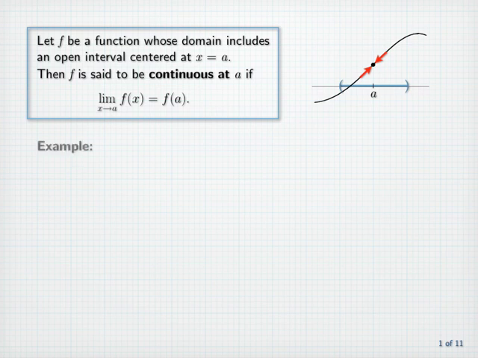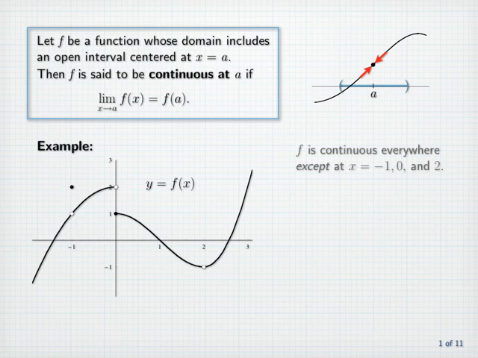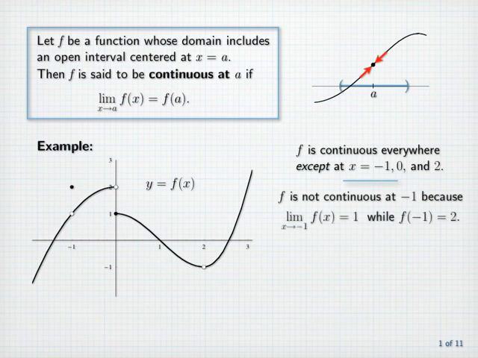Example. Suppose we have the function f whose graph is shown here. We'll observe that f is continuous everywhere except at x equals -1, 0, and 2. f is not continuous at -1 because the limit as x approaches -1 is equal to 1, while the value of the function at -1 is equal to 2.